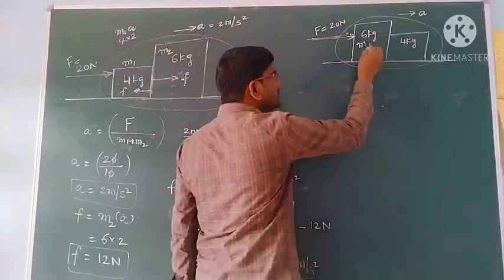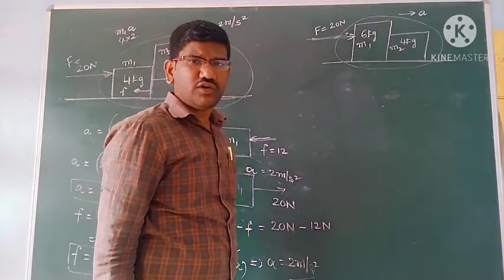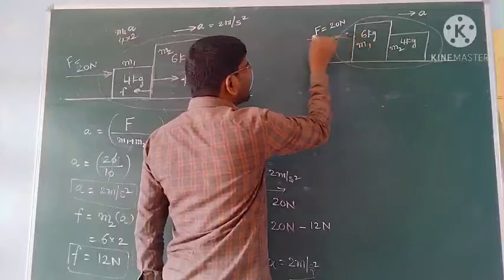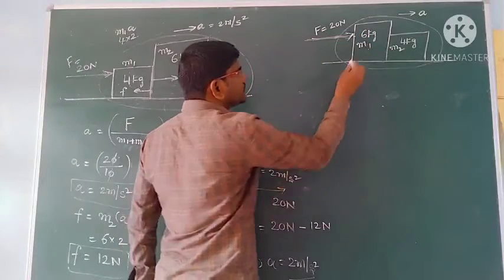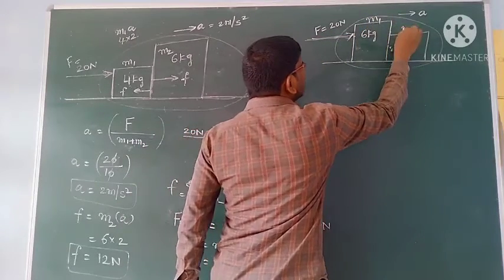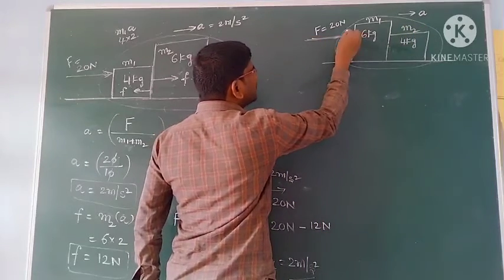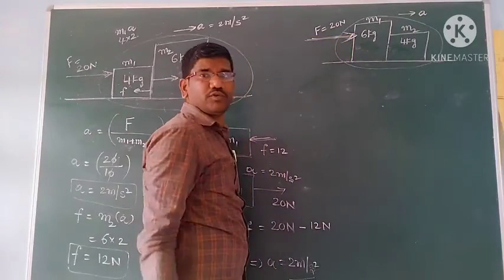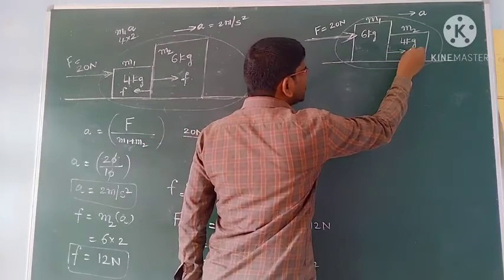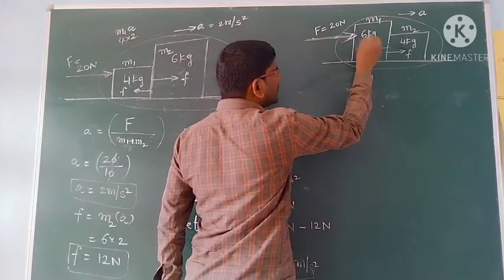Okay students, this is m1 I have considered and this is m2 I considered. Now see what has happened. This is m1 mass and this is m2 mass. We are applying the force on the 6 kilogram. The 6 kilogram pushes the 4 kilogram with some force here. If that is action, this is called reaction.